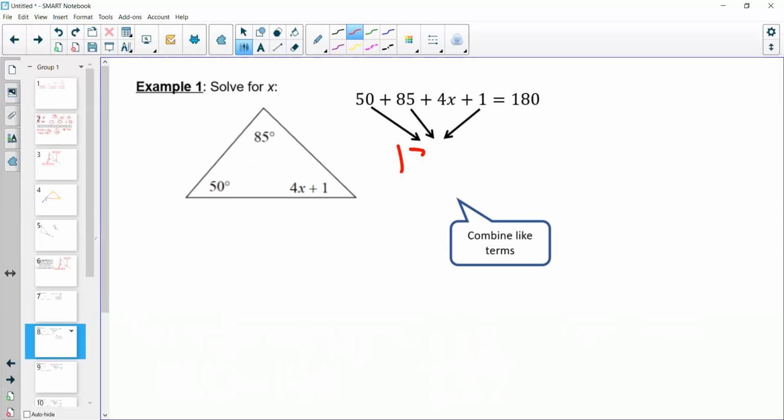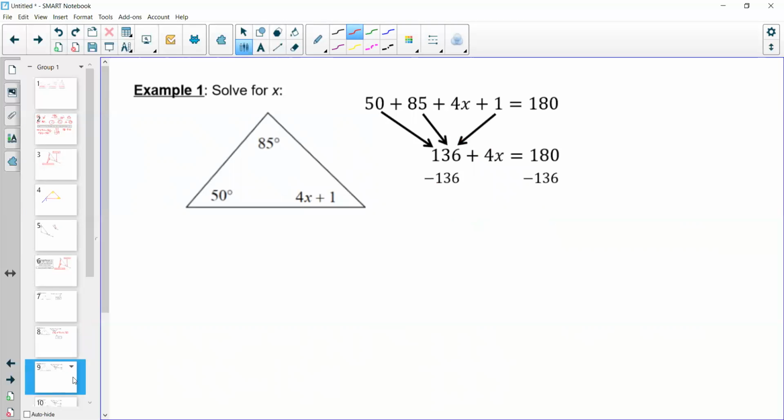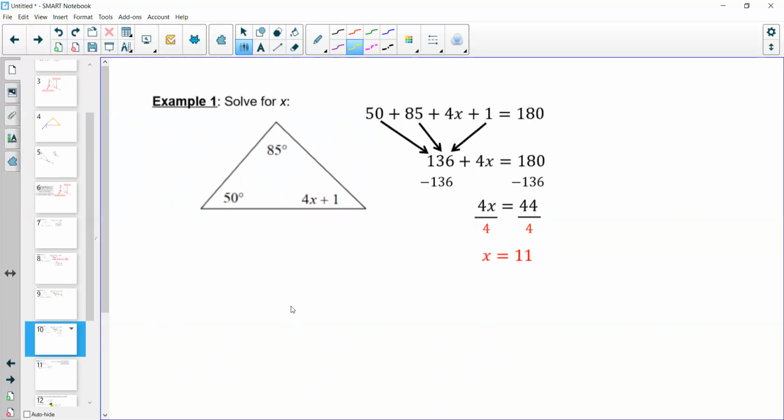So we'll have 136 plus 4x equals 180. Next, we subtract 136 from both sides of the equation because we want to keep our variable term where it is. This gives us 4x equals 44 because 180 minus 136 is 44. The last step is to divide both sides of the equation by 4 to get our solution, x equals 11.